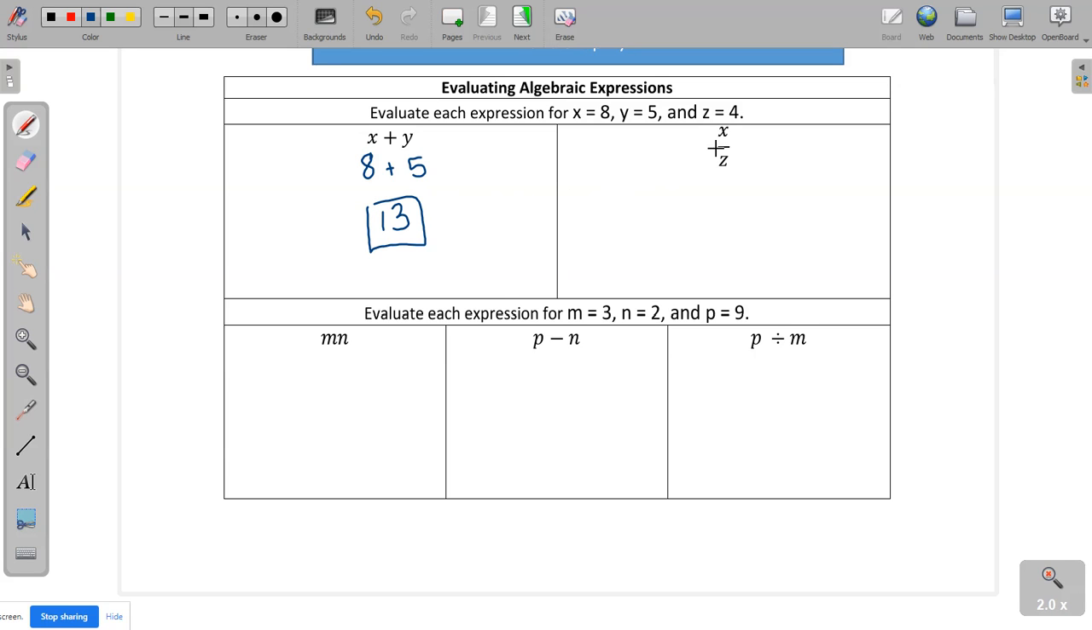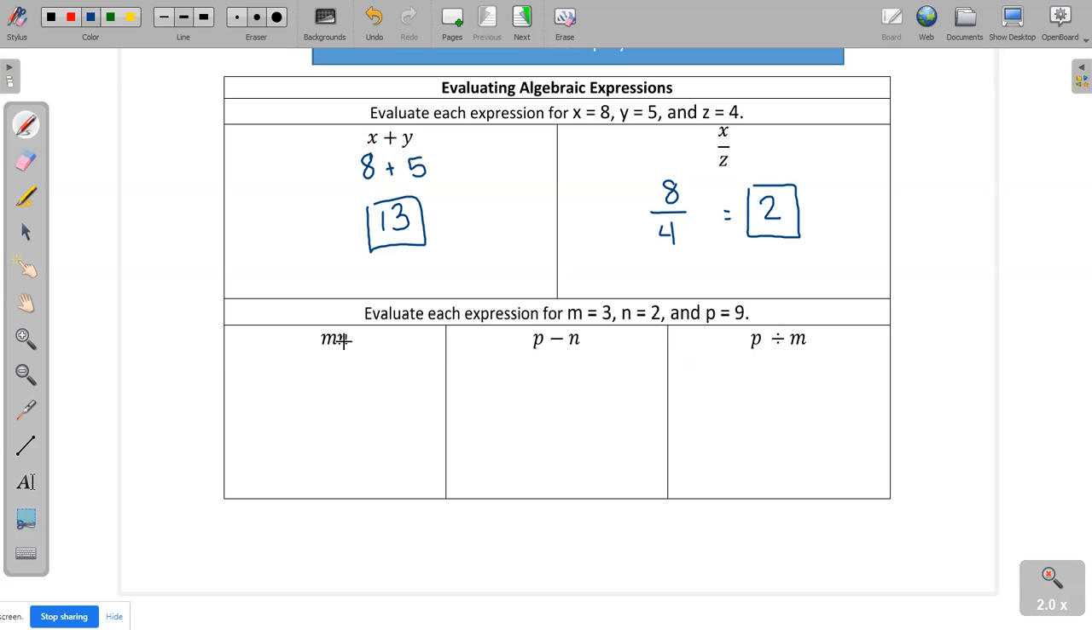And then now we have x divided by z. So take x, which is 8, and divide by z, which is 4. And 8 divided by 4 gives us 2. Now I want you to pause the video and try the next 3. Come back and check it.